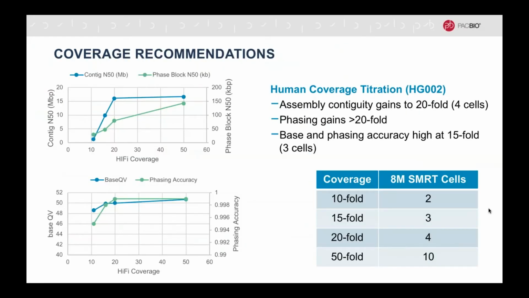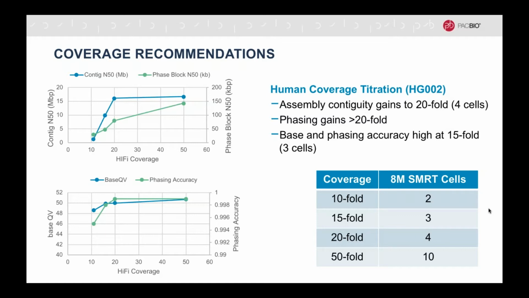It's useful to explore how much coverage is needed for your HiFi assembly. So here is a coverage titration experiment we did with HG2, the human data set. We looked at, in terms of fold coverage, 10, 15, 20, and 50-fold coverage, which can currently be achieved by collecting data from 2, 3, 4, or 10 8M SMRT Cells on the Sequel II system.